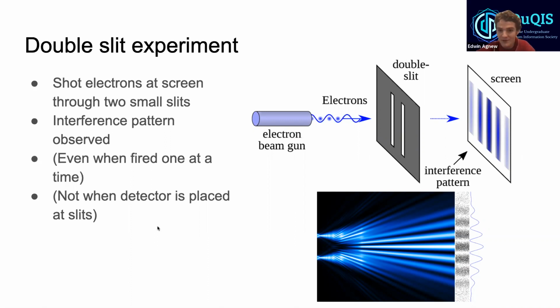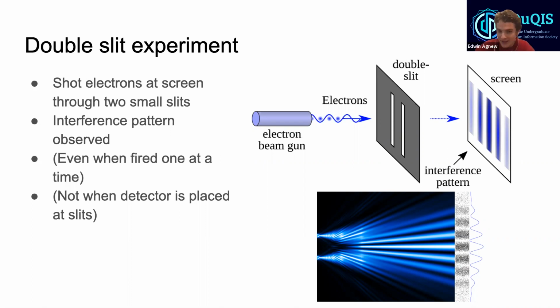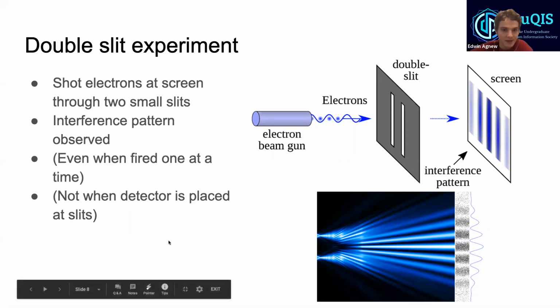Another weird feature was when they tried to place a detector on one of the slits, this interference pattern went away, and it instead gave you very classical, or I say boring, behavior, where it seemed like it only went through one slit. So not only can it be in two places at once, but it also seems to have some weird relationship to being measured as well. And we'll talk a bit more about that later.